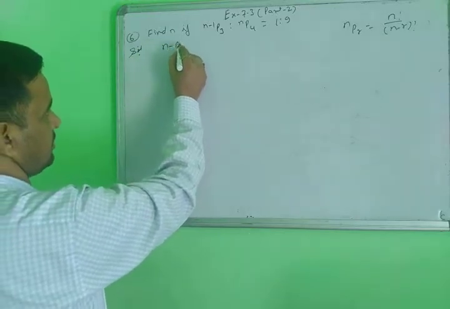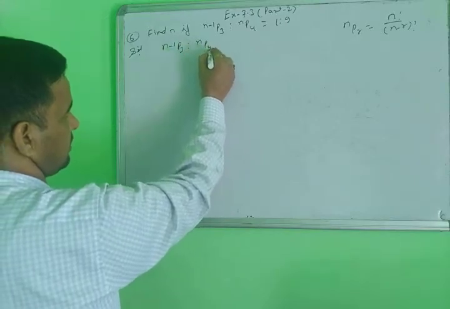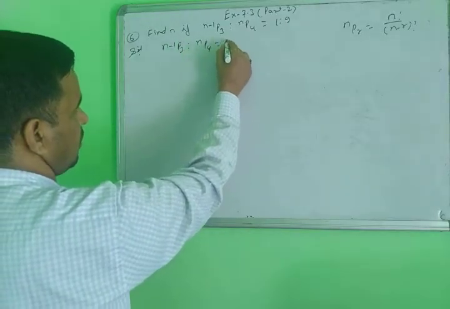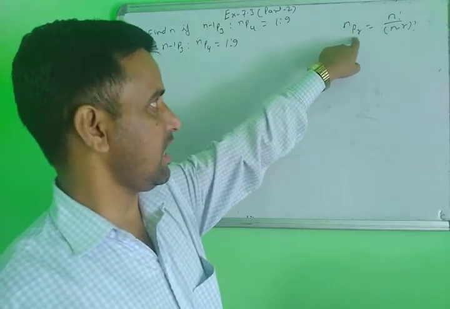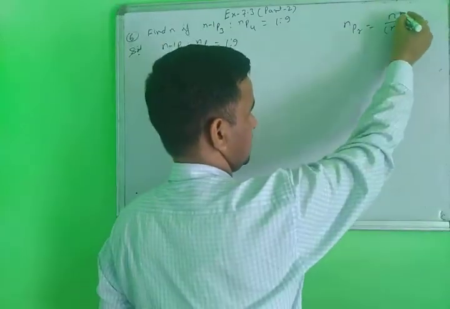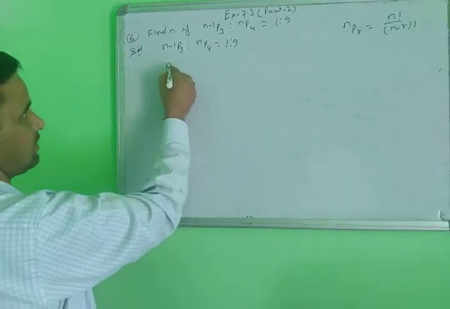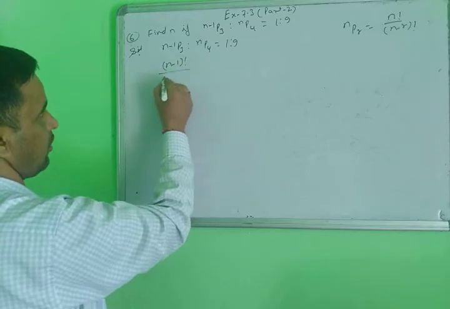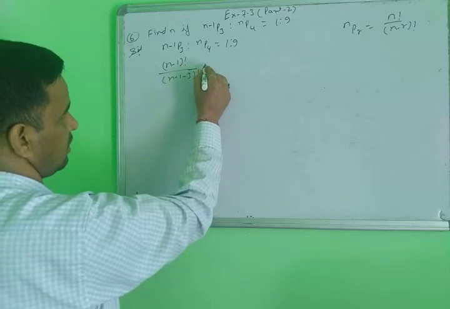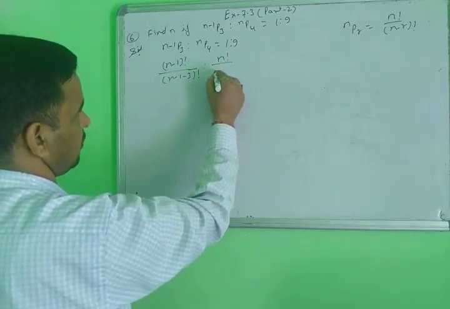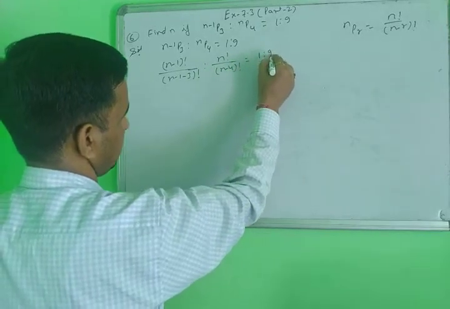(n minus 1)P3 ratio nP4 equal to 1:9. According to this identity, nPr equals factorial n upon factorial (n minus r). So then you will write here factorial (n minus 1) upon factorial (n minus 1 minus 3), ratio factorial n upon factorial (n minus 4), is equal to 1:9.